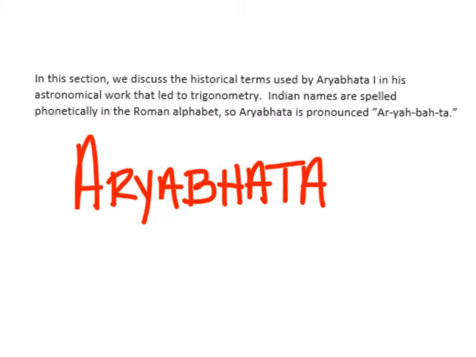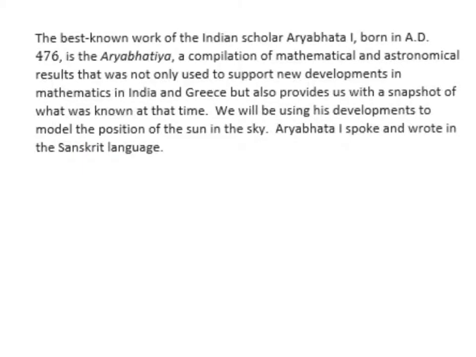In this section, here comes the strange names. We discuss the historical terms used by Aryabhata the first in his astronomical work that led to trigonometry. Indian names are spelled phonetically in the Roman alphabet. The best known work of Aryabhata is a compilation of mathematical and astronomical results that was not only used to support new developments in math in India and Greece, but also provides us with a snapshot of what was known at the time.